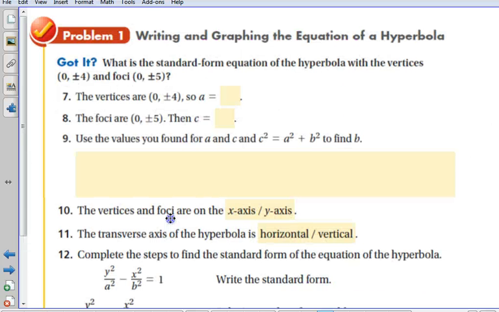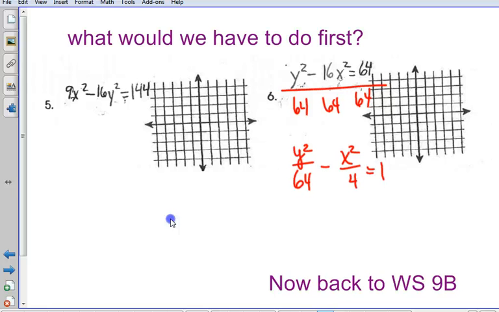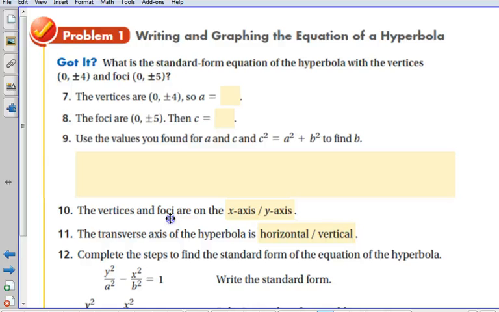I'm going to jump back to this. I thought I put a page. Oh, back to worksheet 9. It says 9B. Problem 1. I wanted us to graph a couple before they start right in with write an equation.